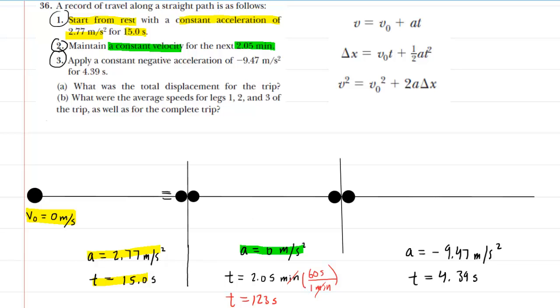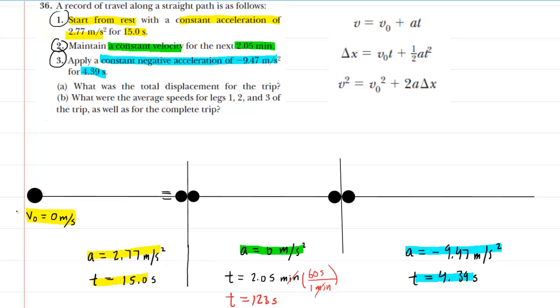And then in the third segment, it has a constant negative acceleration of negative 9.4 meters per second squared, so we've labeled that, and the time is given in the appropriate unit of seconds for that third segment. Now, it turns out that it's going to be useful for us to calculate the final velocity for phase 1 or segment 1 of this question.